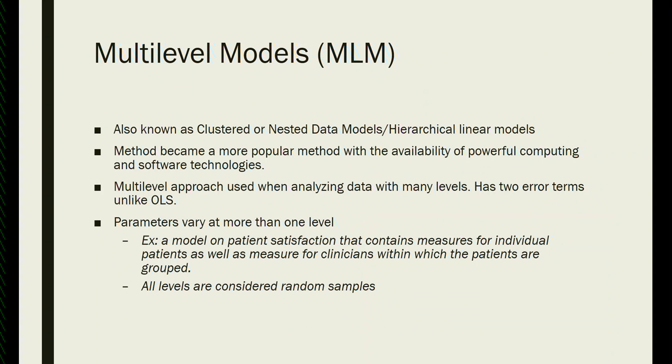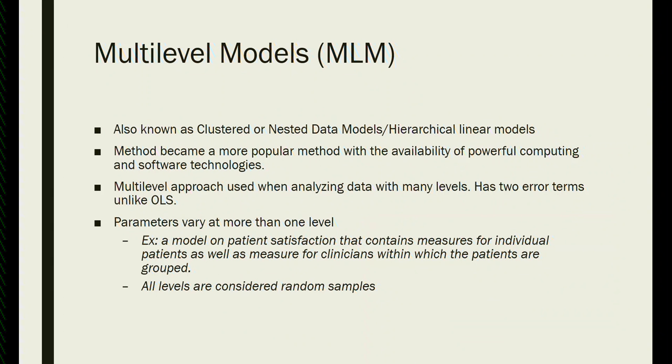Unlike OLS, MLM has two error terms. The main difference between OLS and multi-level models is that with OLS, the regression assumes that observations are uncorrelated and regarded as independent from one another. With multi-level models, parameters vary at more than one level.